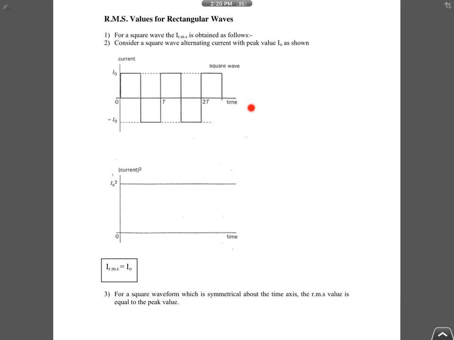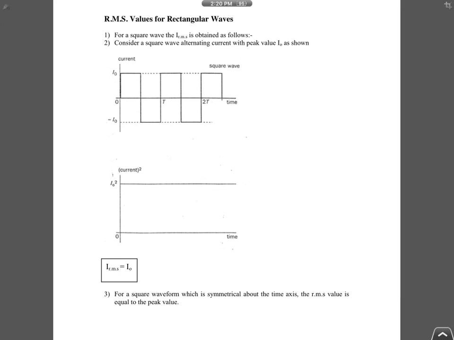So if this is the I versus T, let's find the square first. If I square I naught, I get I naught squared. If I square negative I naught, I also get I naught squared. So in other words, I will just get a consistent value of I naught squared. After we find the square, what should we do? Remember, it's root mean square, so you find the mean. What's the average of this value? Many people thought it's half, but it's not, because it doesn't vary from 0 to I naught squared. It's just I naught squared throughout. So therefore, the mean is also I naught squared.